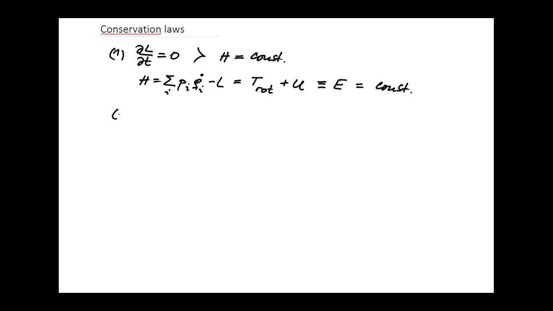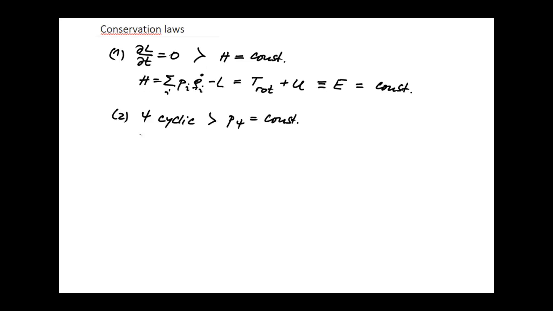Then we already noticed that two of the three Euler angles are cyclic coordinates. The Lagrange function does not depend on the Euler angle psi, and it does not depend on the Euler angle phi. Let's start with psi. It doesn't depend on psi. This is cyclic, and therefore the associated generalized momentum, p_psi, is a constant of the motion.